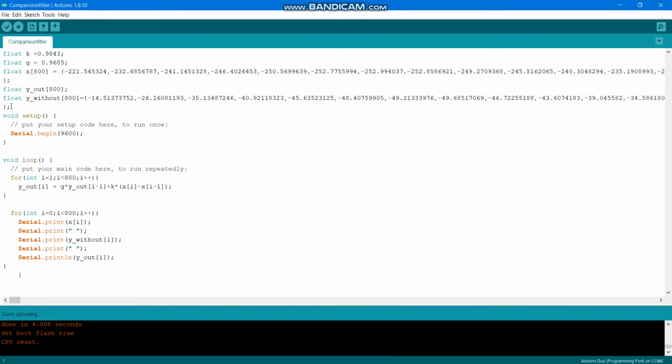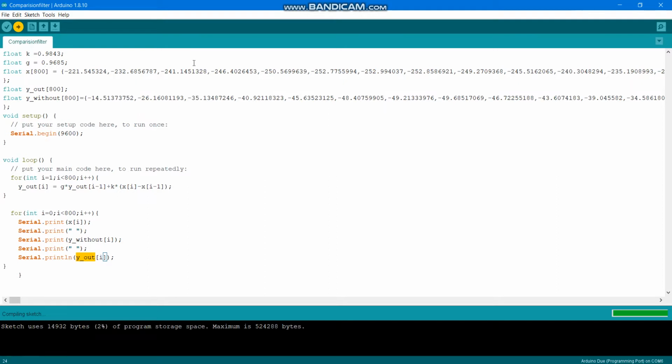So x is the input signal, and just for comparison, we are also going to plot the signal without the baseline, so as to see if our digital filter actually works or not. So this y without is the signal without the baseline component. We have to compare the y out and y without the baseline, the y output of our filter. The two should be matching.